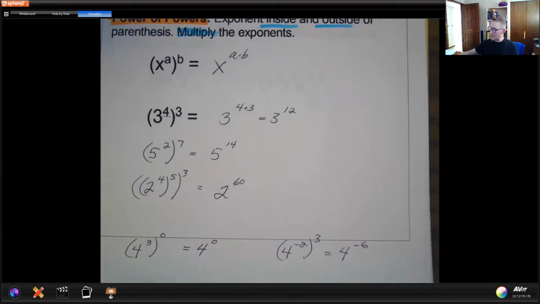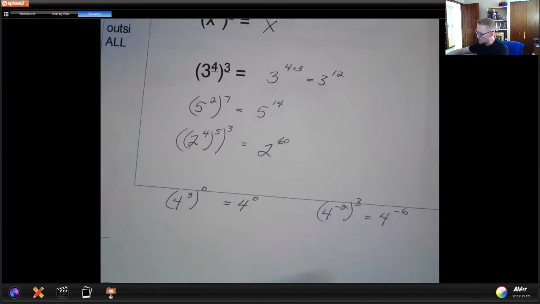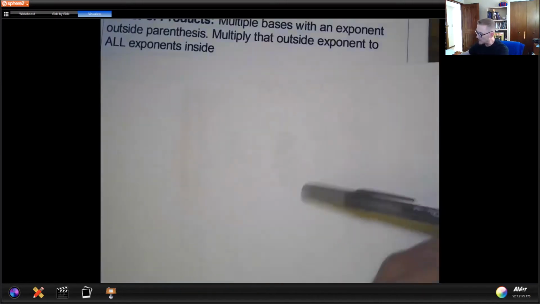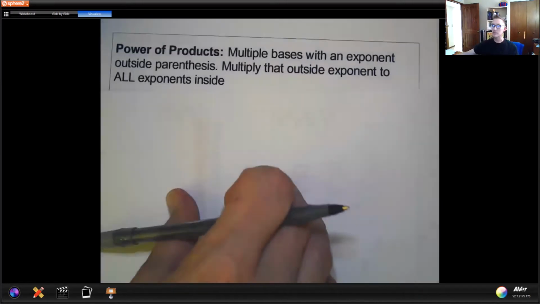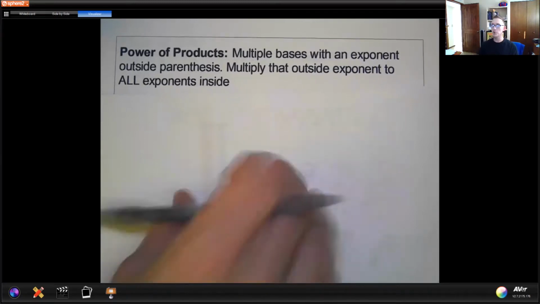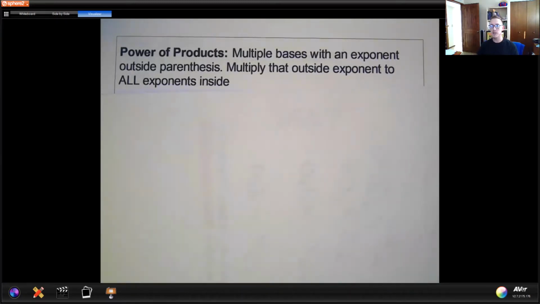Which brings us to the last piece to this particular video, which is going to be what happens if I sort of mix both of those ideas. If I have multiple bases with an exponent outside parentheses, I will multiply that outside exponent to all of the inside. So it gets sent in, kind of like distribution. And we're going to apply it to every exponent that is on the inside.